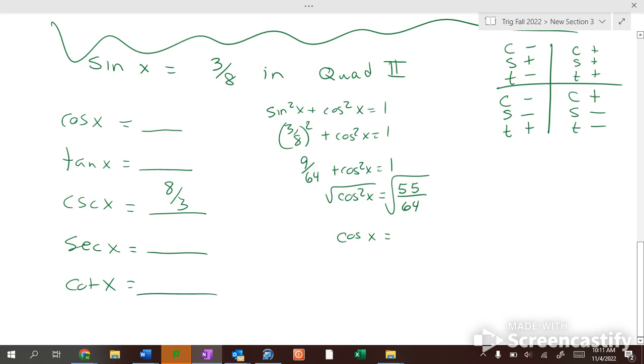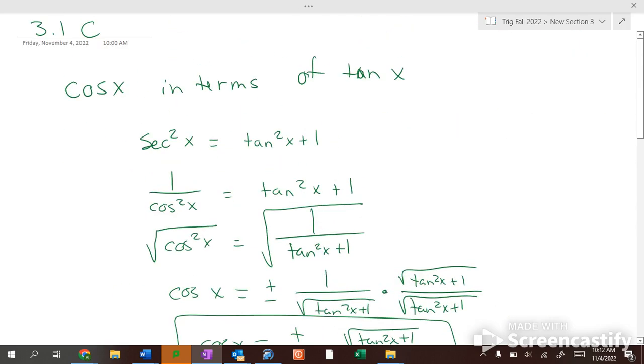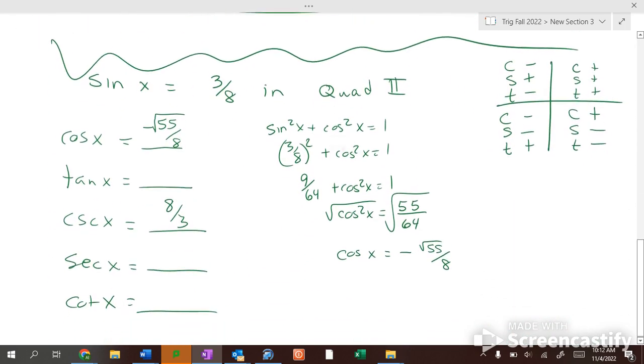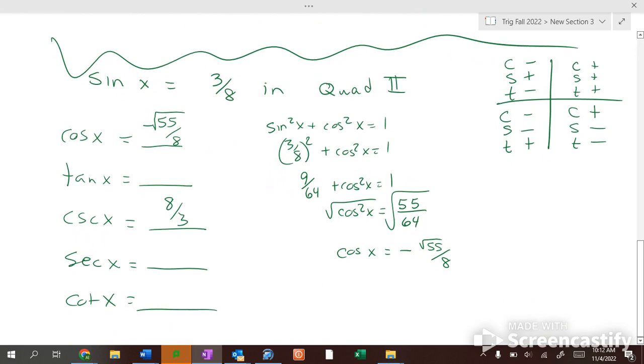Okay, so since we're in quadrant 2, cosine is going to be negative square root of 55 over, what's square root of 64? 8. Okay, negative square root of 55 over 8. Okay?